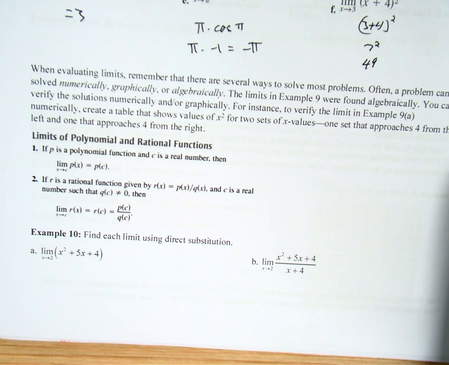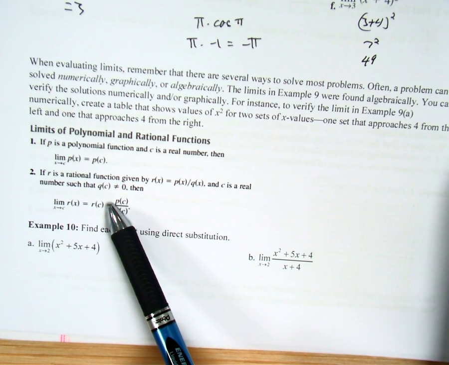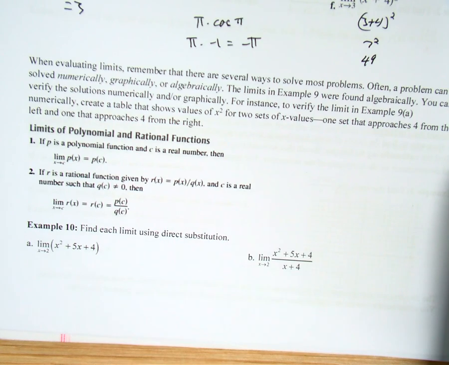If p is a polynomial function and c is a real number, then the limit as x approaches c of p of x equals p of c. Polynomial functions, you can just plug it in. If r is a rational function, then we can plug it in so long as q of c, the bottom, does not equal 0.